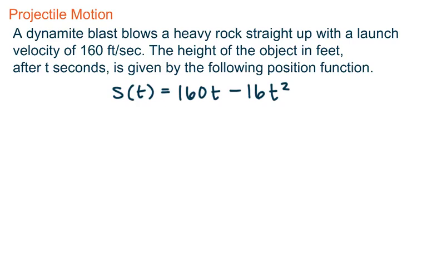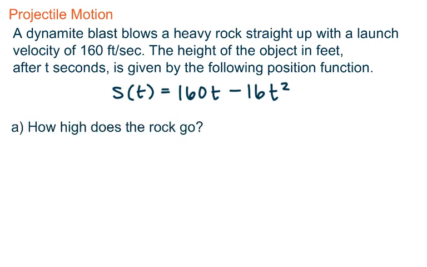In this video, we're going to discuss projectile motion. Here we have a dynamite blast. A dynamite blast blows a heavy rock straight up with a launch velocity of 160 feet per second. The height of the object in feet after t seconds is given by the following position function. S of t equals 160t minus 16t squared.